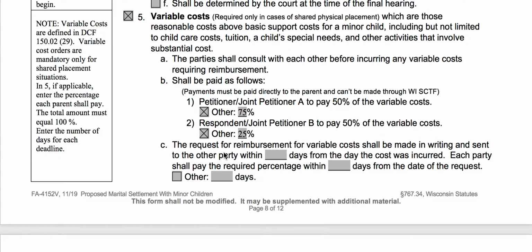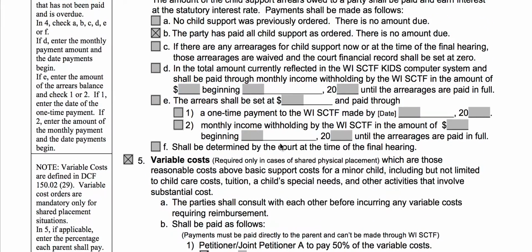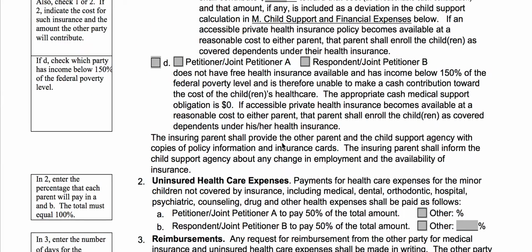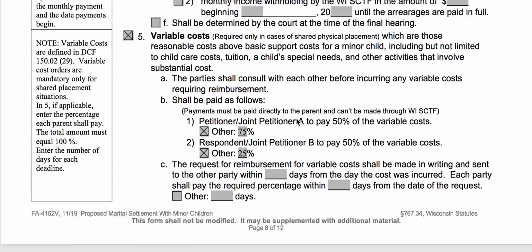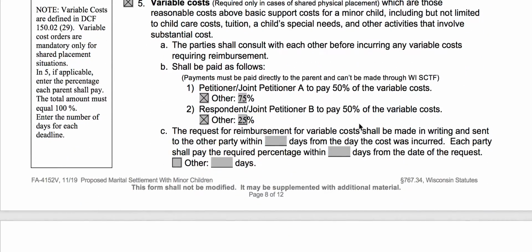The reimbursement section is going to be similar to the reimbursement section that we discussed above for uninsured healthcare expenses. So basically here it's saying, the cost has happened. You had to pay the cost for a variable expense. How long do you have to send the other party a written request saying, "Here was the amount, please pay your half, or please pay your 75%," or whatever. So here, you'll put what that number of days is. Here, you have to submit a written request within 30 days of when the cost happened.